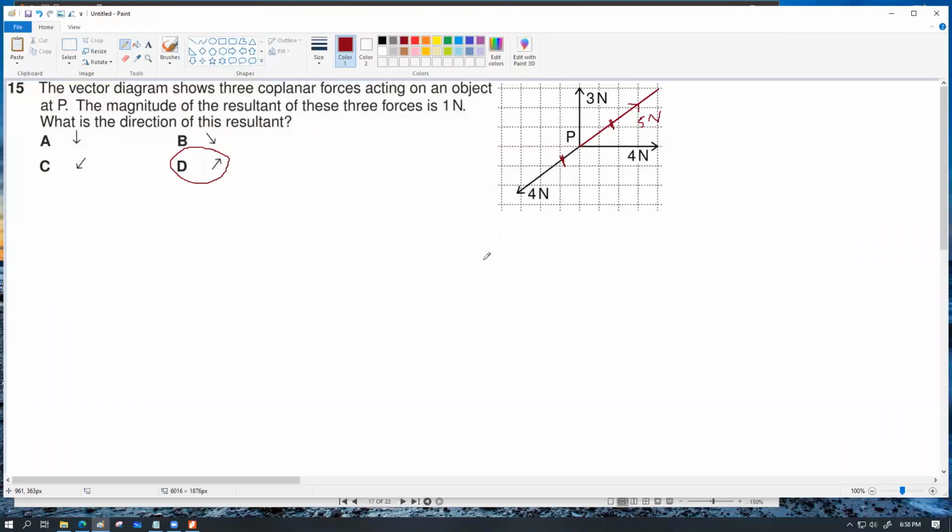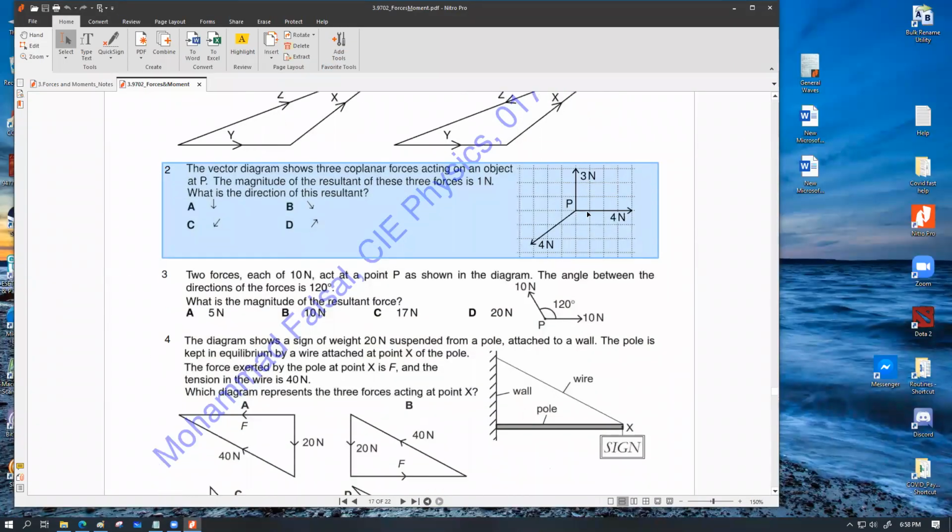Try to find the resultant of two of the three or four forces that you have available, whichever is easier for you to find. This idea would be very useful in some other upcoming MCQs as well.